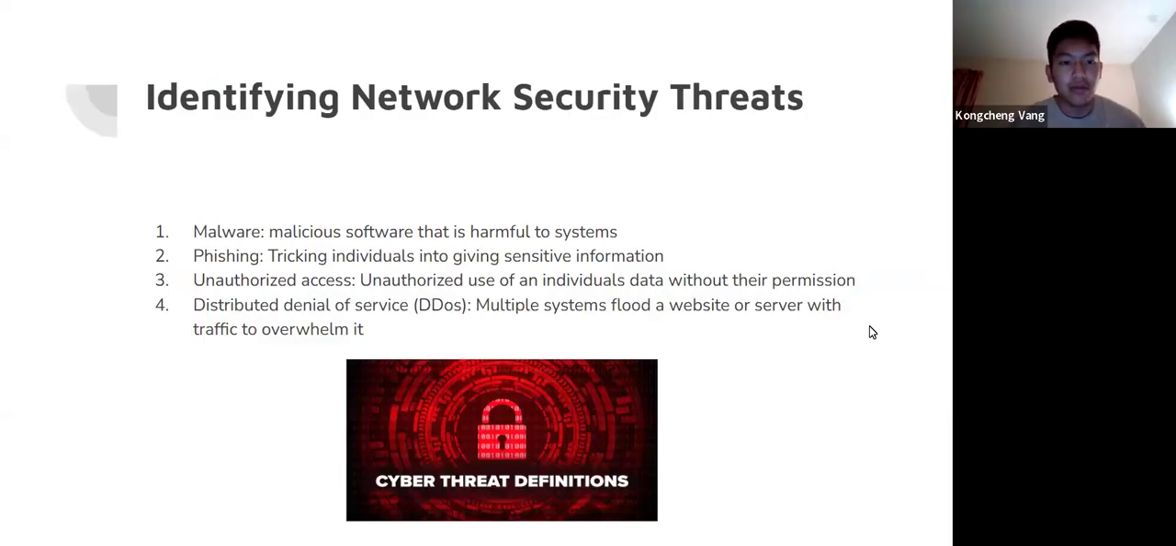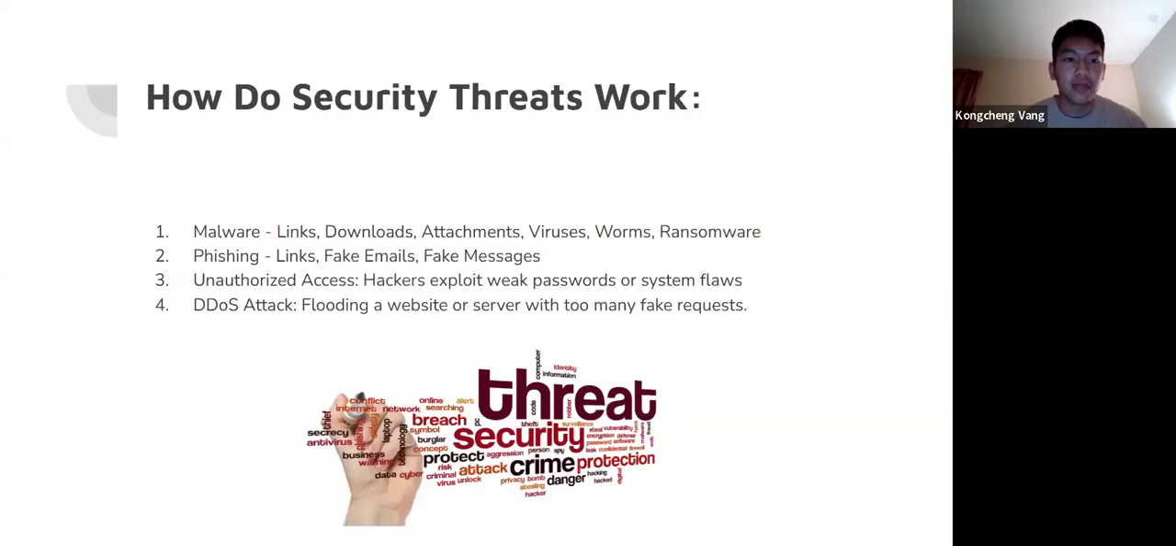Firstly, malware, also known as malicious software that is harmful to systems. Phishing, this is basically tricking individuals into giving sensitive information. Unauthorized access, unauthorized use of an individual's data without their permission. And DDoS, this is basically multiple systems flooding a website or server with traffic to overwhelm it and shut it down. So how do security threats work?